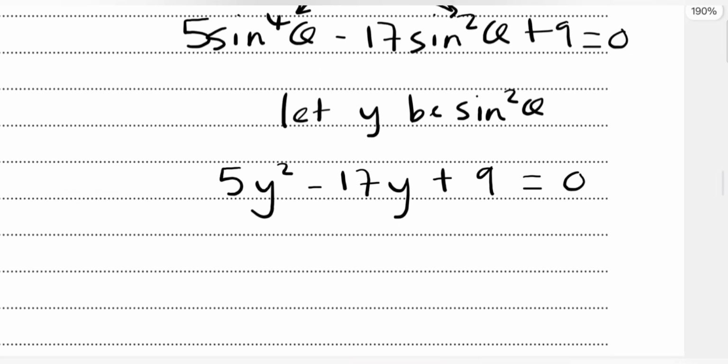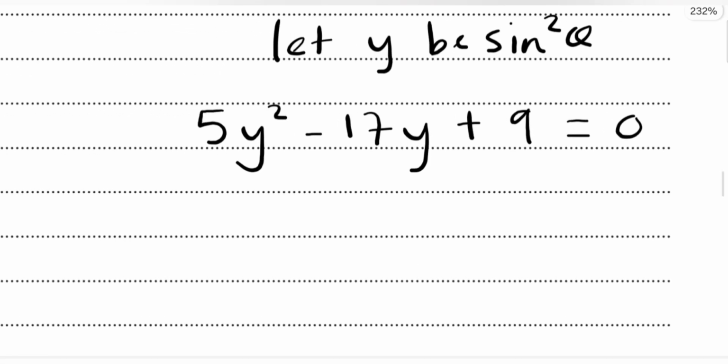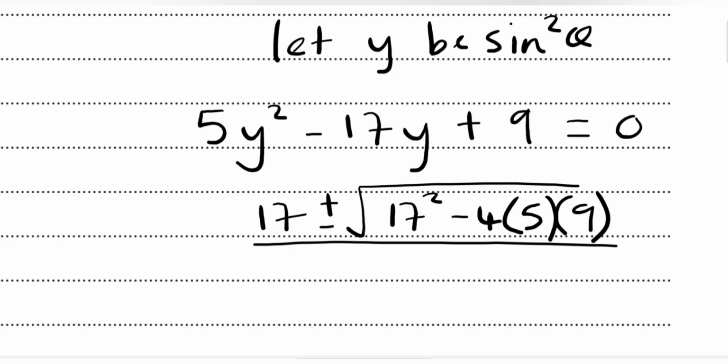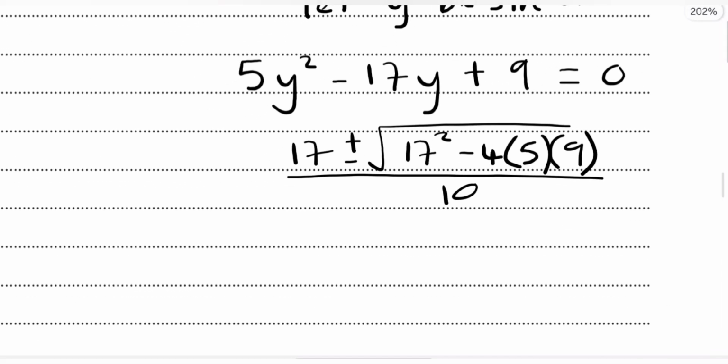And to get y, we're going to use the quadratic formula, right? So our minus b, we have 17 plus or minus root of 17 squared minus 4a, and our c, 9, over 2a, that's 2 times 5, 10, right? So this is supposed to give us two values of y. The first one being 17 plus root of 17 squared minus 4 times 5 times 9 over 10.